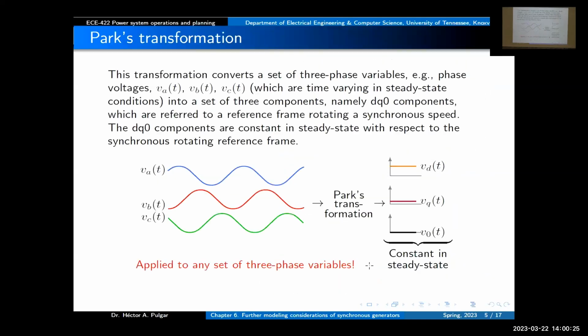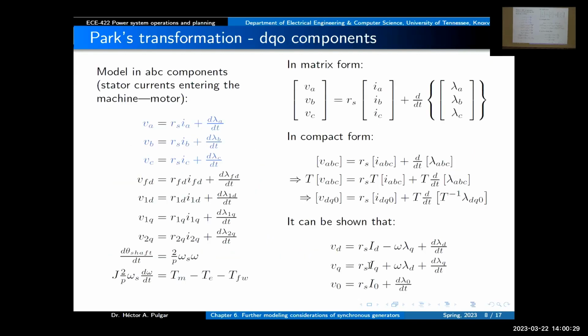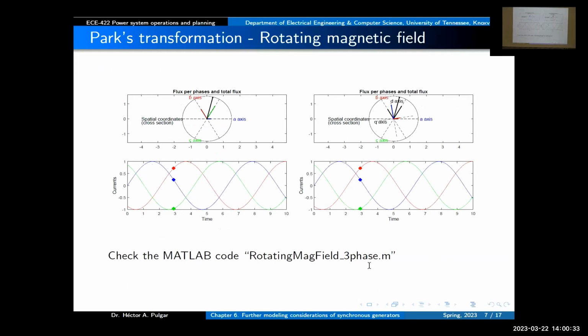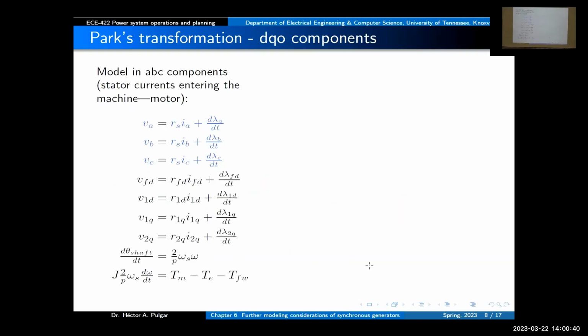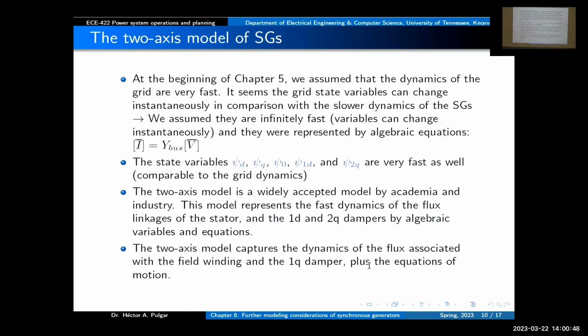So last time we were talking about the Park transformation and the meaning of that, and we used the rotating magnetic field to understand what is the meaning of these D and Q components that we're getting for all set of three-phase components. It can be current, flux, voltages. And we were here.